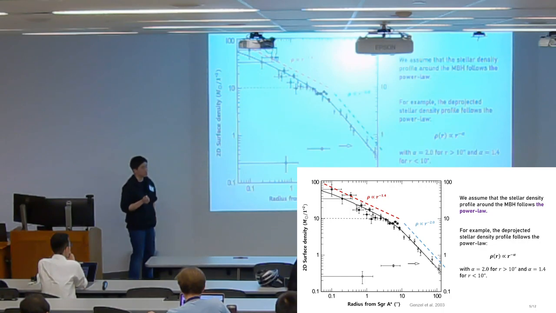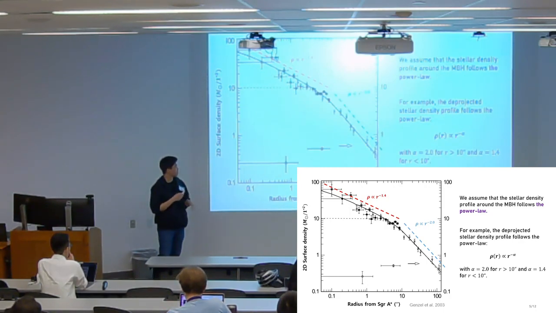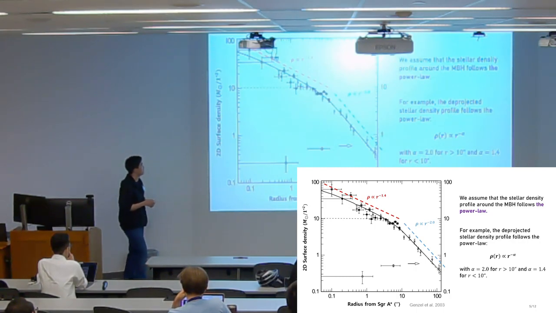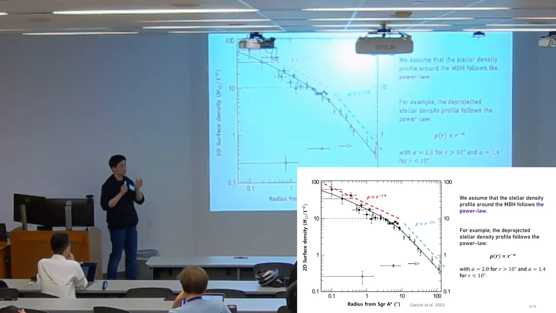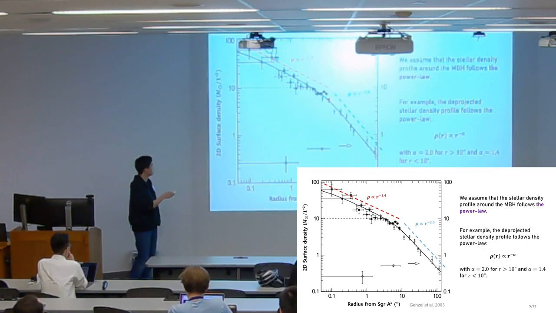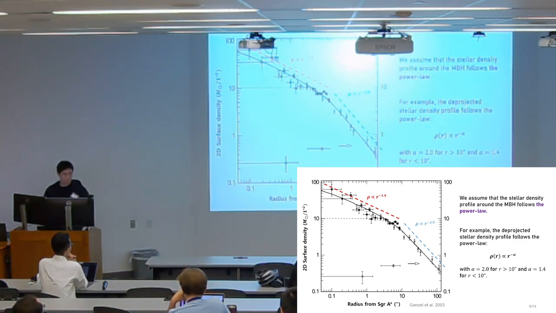So I had to make an assumption about the radial stellar distribution around the black hole. In my work, I simply assume that the stellar density profile around the massive black hole follows a power law. One of the motivations is that in observations, the nuclear star cluster around the black hole follows a power law like this. In this case, this is a broken power law of the Milky Way nuclear star cluster, so we can simply assume that the nuclear star cluster follows a power law like this.